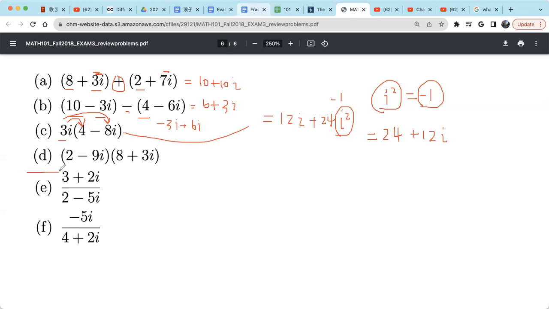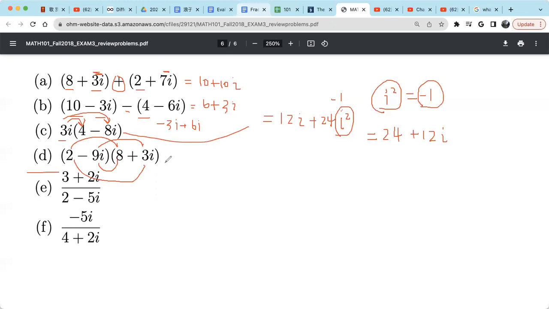For D, we FOIL it. We have a binomial, a complex number times a complex number. We can think of it as a binomial times a binomial. So we do a smiling face, right? We multiply those two, those two, those two, those two.